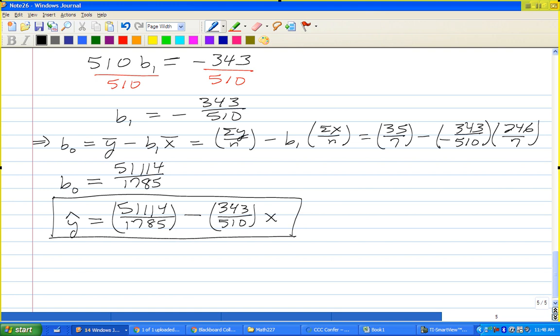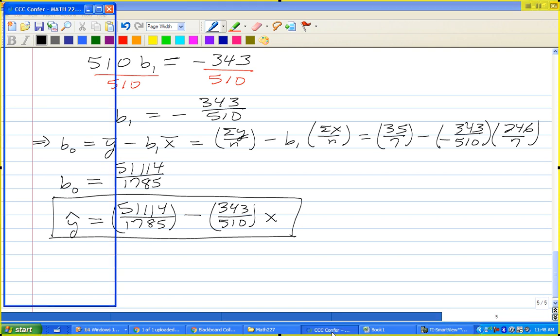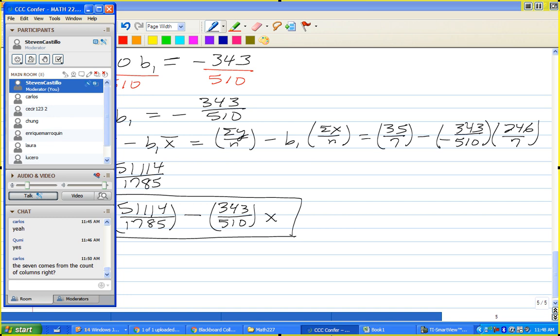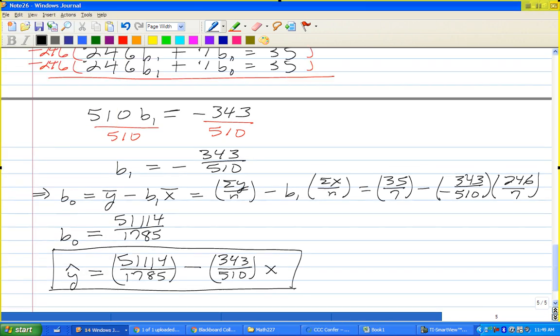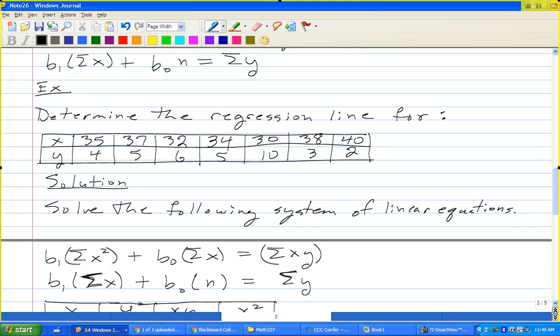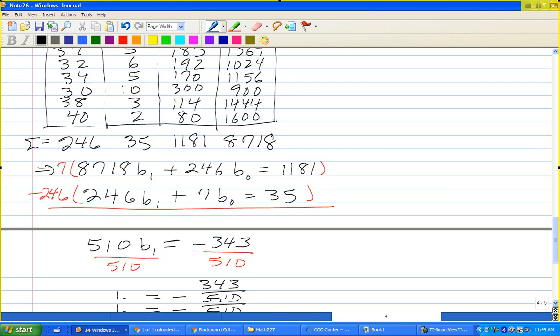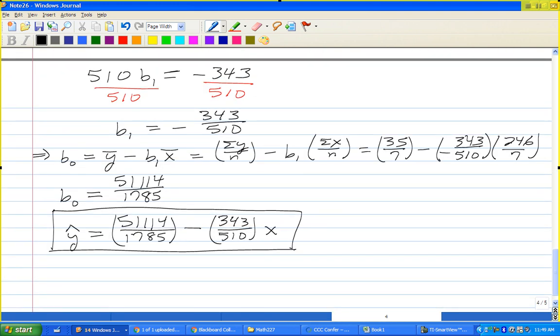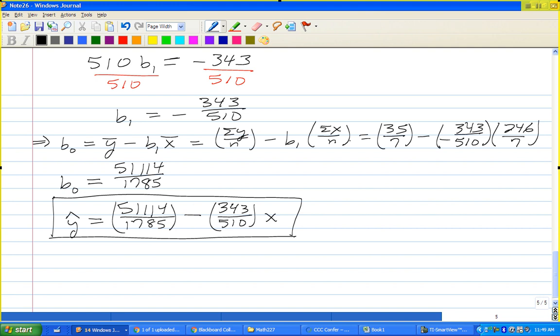Okay. It's the count of how many bivariate data there are. So the number of rows, or, well, columns in this case, I guess, because there's 1, 2, 3, 4, 5, 6, 7 pieces of data. So it's how much bivariate data there is. Okay.